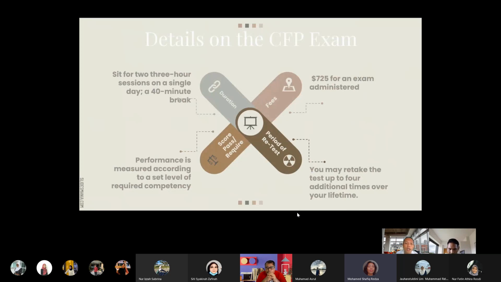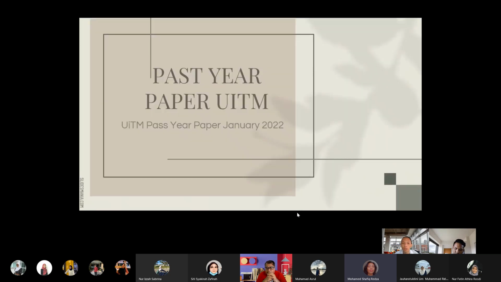For the score and pass, you need to perform at a level that is measured according to the set policy. For the retest, you can retake your test up to 4 additional times over your lifetime. That will be more difficult than the usual. Okay. So that's all for this one.